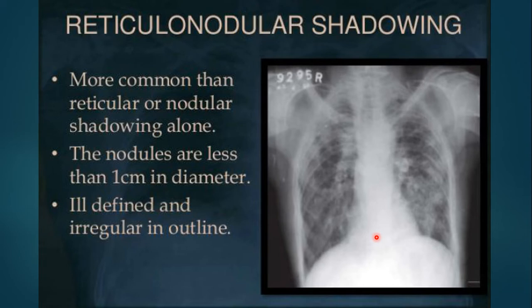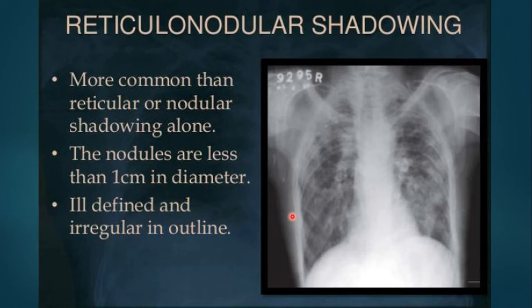Most of the times you don't have pure reticular pattern. Most of the times you have reticulonodular pattern, reticulonodular shadowing. And what does that mean? The reticular pattern, the net-like lines, are mixed with nodules. The nodules are less than 1 centimeter in diameter, and they are ill-defined with irregular outlines.